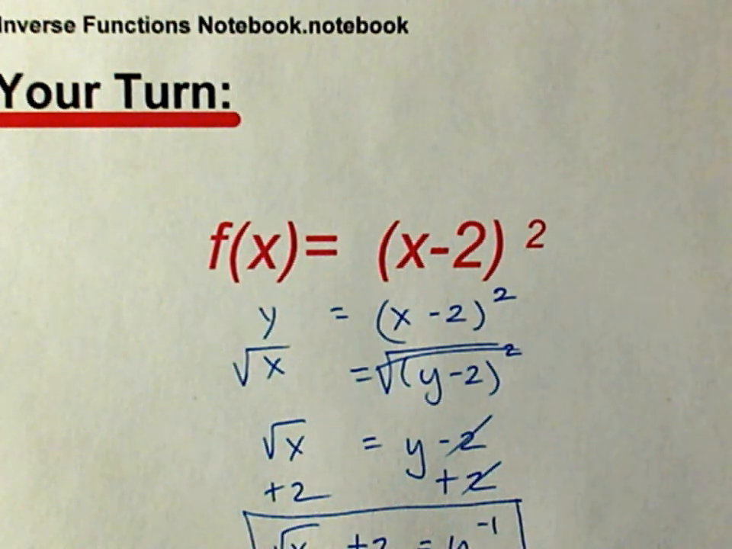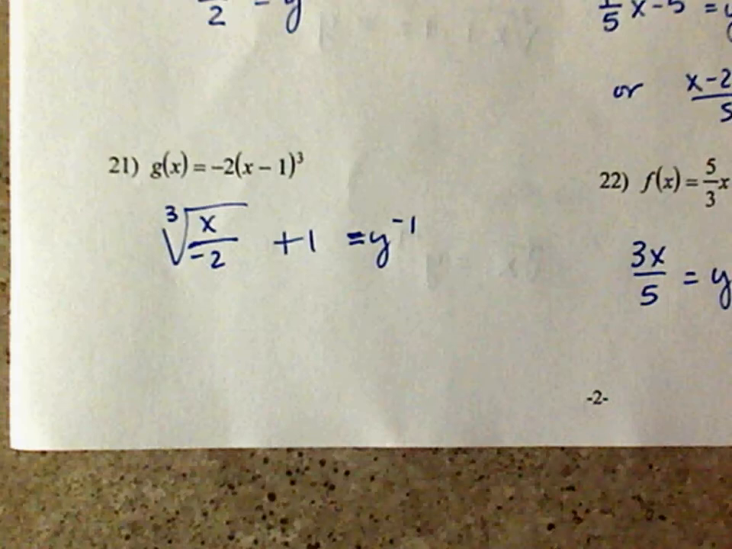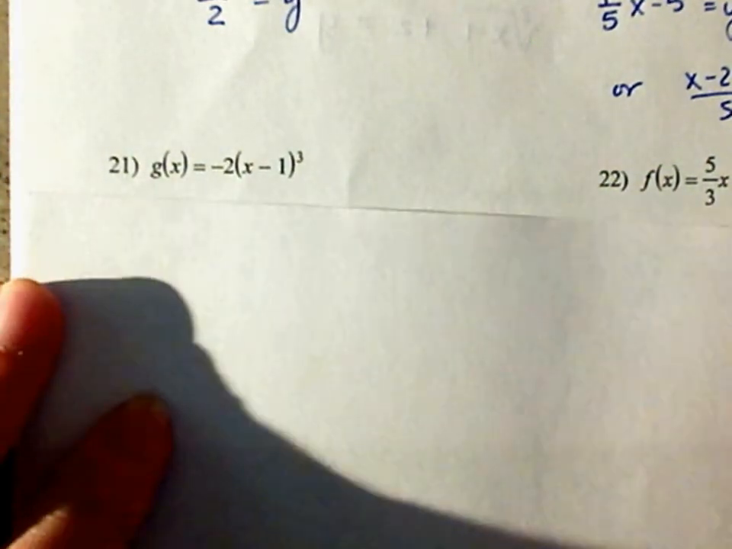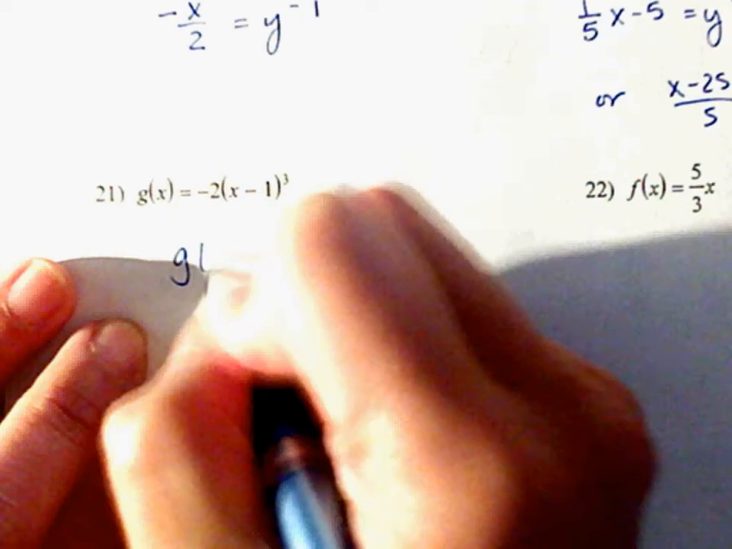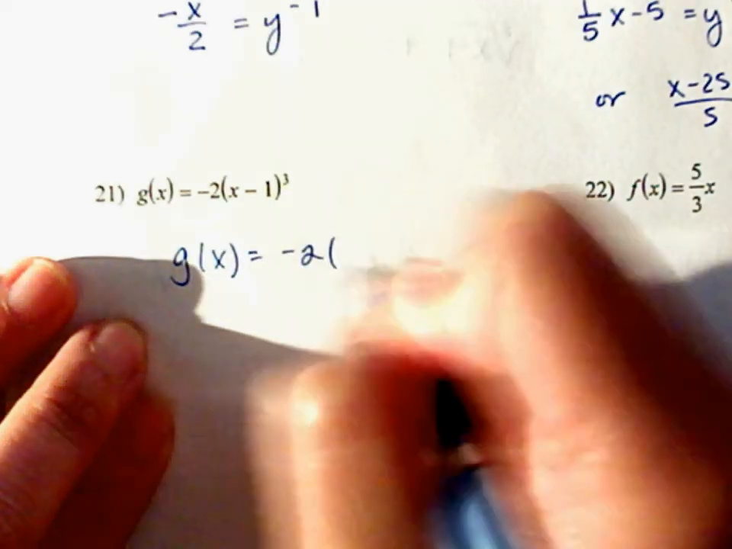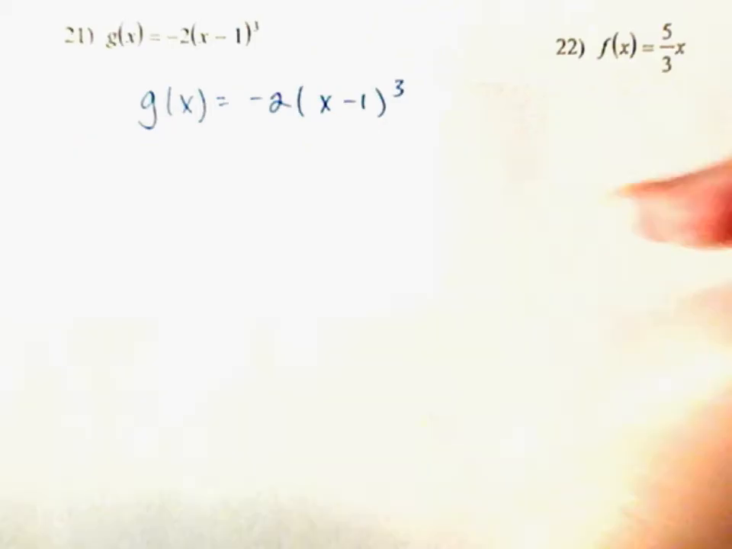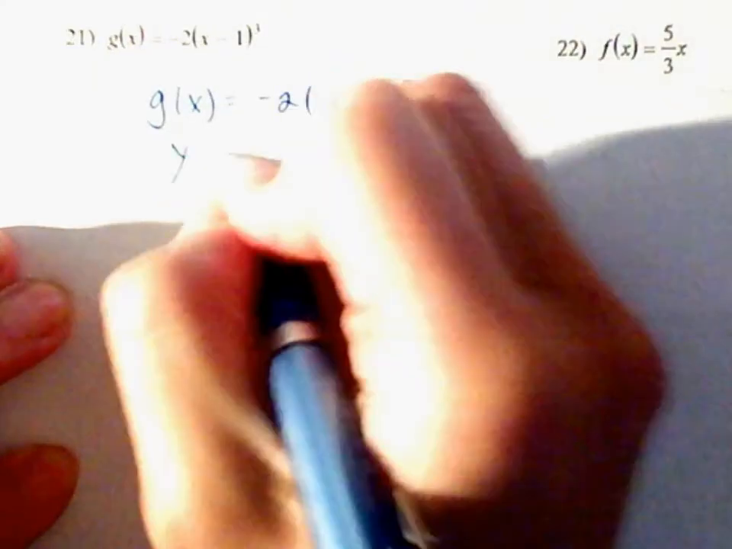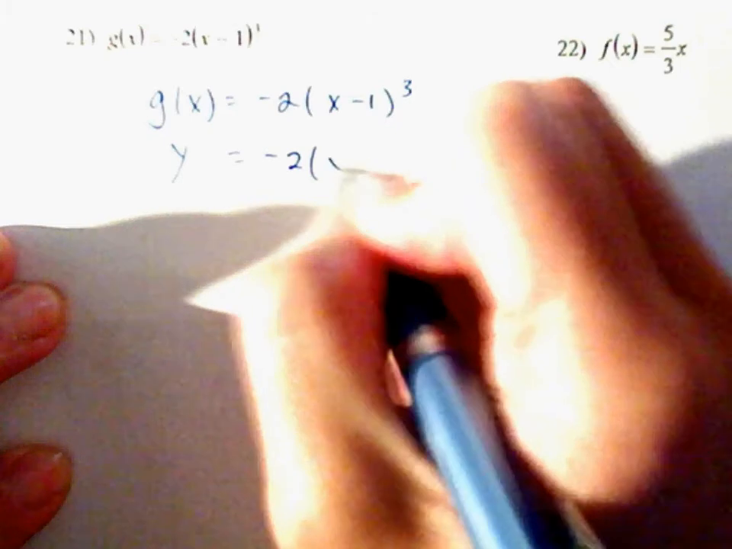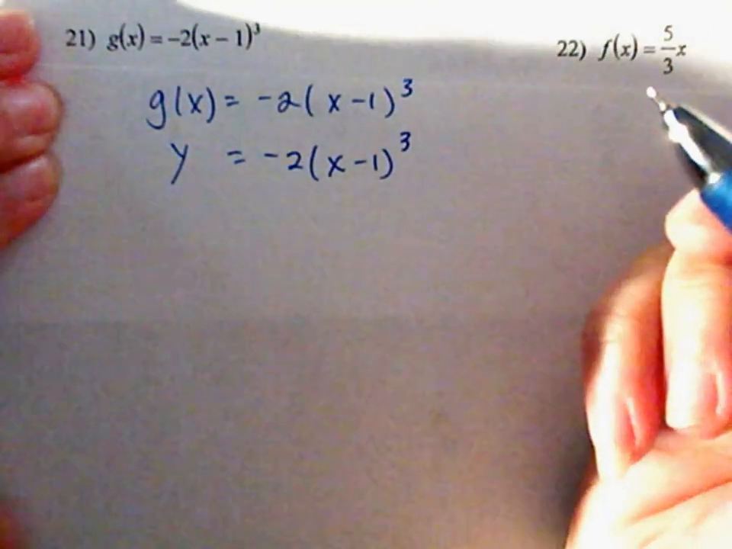Okay, let's see. Let's go to number 21. Okay, here's 21. All right, I'm going to do 21 from your assignment with you. Ready? g of x equals negative 2 times (x minus 1) cubed. Okay. All right. Change this to a y: y equals negative 2 (x minus 1) cubed.